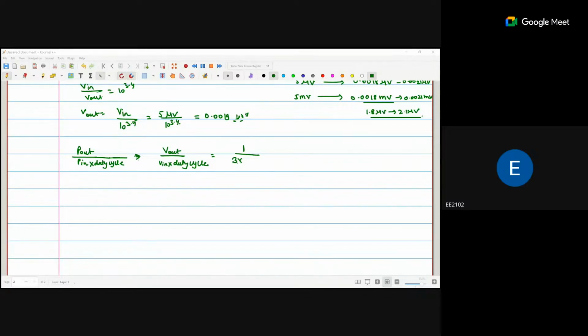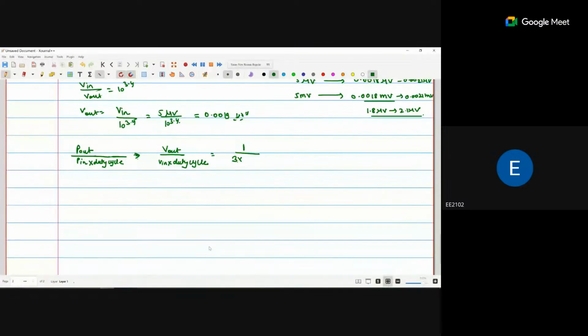Multiply by the duty cycle. What is the duty cycle? The duty cycle is 40%. So 1 divided by 3 times 40, that is 100 divided by 120, so it is 5 by 6. So 83.3% is the efficiency of the switching regulator.